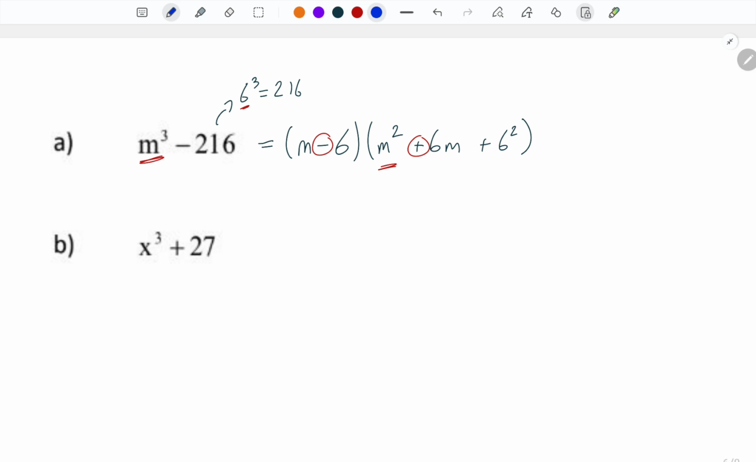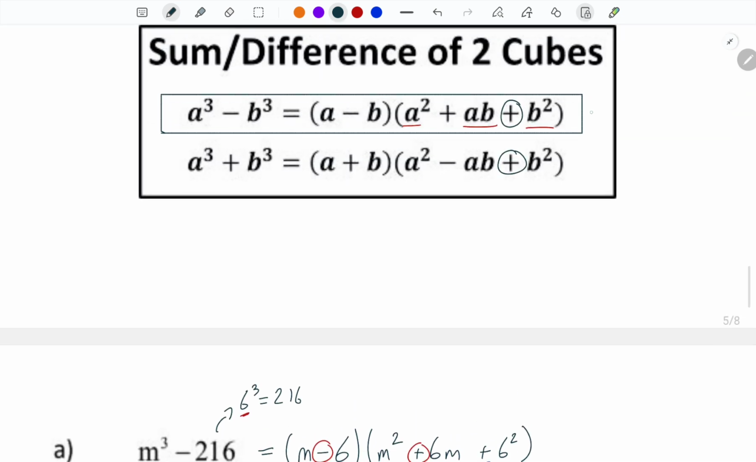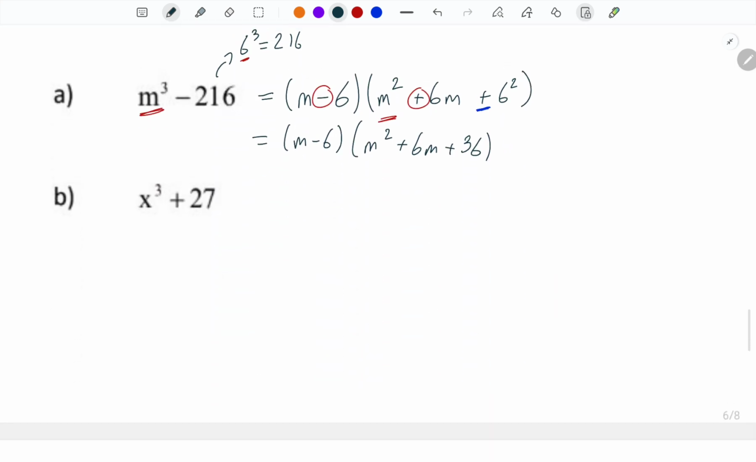So this was a minus sign, so this plus sign is the opposite. And again, the end is always a plus sign. Okay, and I'll just simplify that so that it is 36 at the end there. Okay, and there we go. So that's making use of the first version here. Now let's make use of the second version.